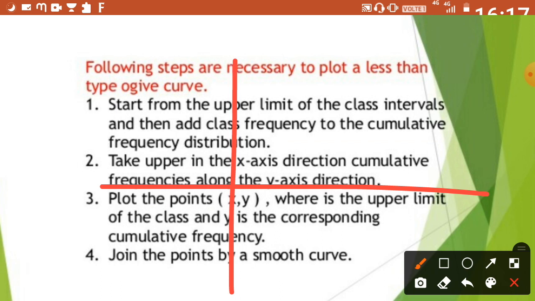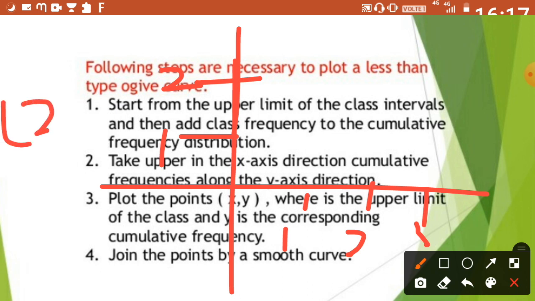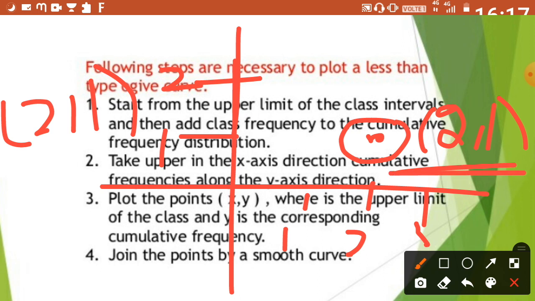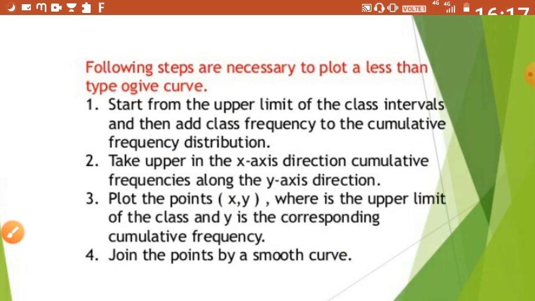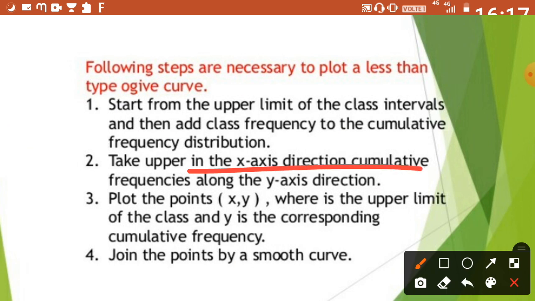Let's consider I have here 1, 2, 3 on one axis and 1, 2 on the other. Let's say I have to plot the point (2, 1). So this would be the point (2, 1). So you got it, we have to take the upper limit in the x-axis direction and the cumulative frequencies along the y-axis direction. Then we just have to plot the points, and then join the points and it will give rise to a smooth curve.